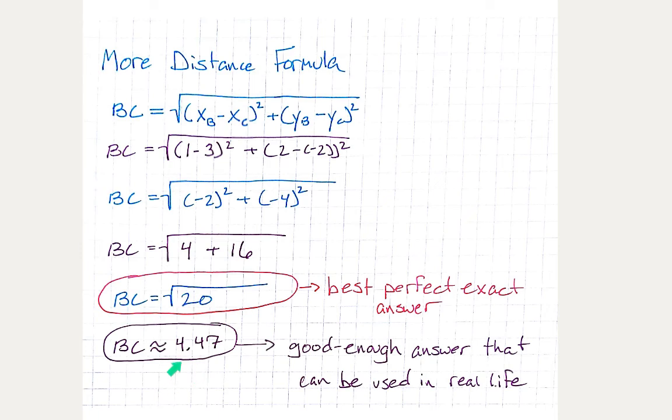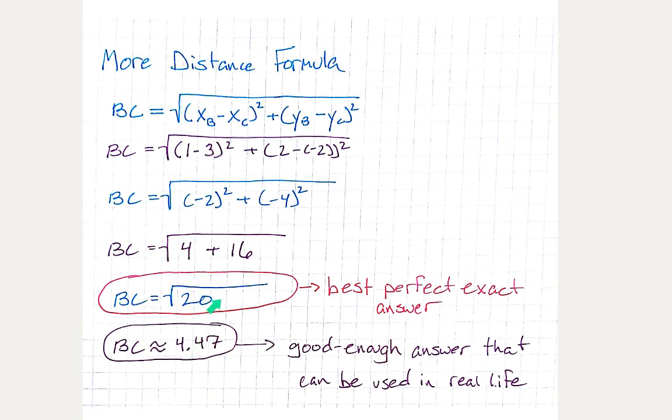It's a good enough answer that can be used in real life. What I mean by that is 4.47, that's almost 4.5. I could actually measure something out that was 4.5 feet or 4.5 yards or 4.5 inches long. Square root of 20, without getting the decimal, I have no idea what the square root of 20 is. I'm totally lost, right? So while this is a best perfect exact answer, this one here is what we would need for use in real life.